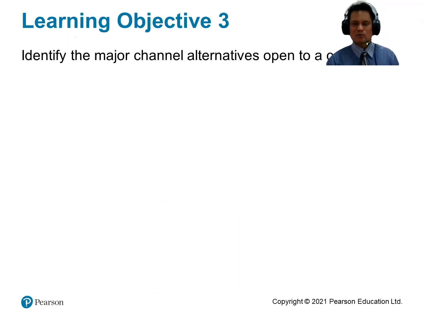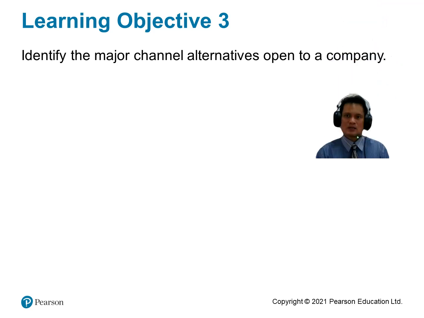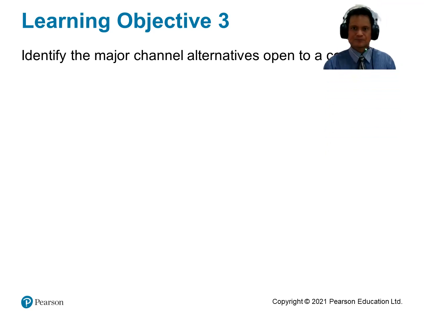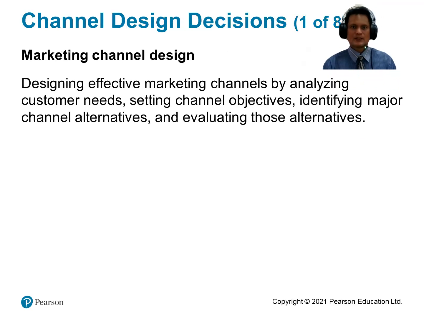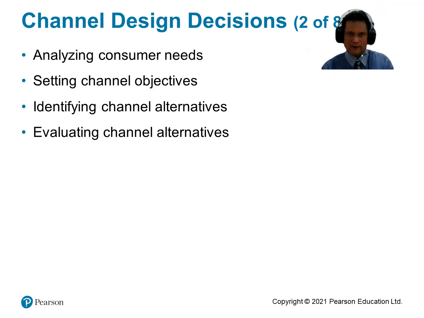Now we're going to move into learning objective number 3. We are going to identify the major channel alternatives that are open to a company. Marketing channel design: companies design effective marketing channels by analyzing the customers' needs, setting channel objectives, identifying major channel alternatives, and evaluating those alternatives. So let's see that one by one.